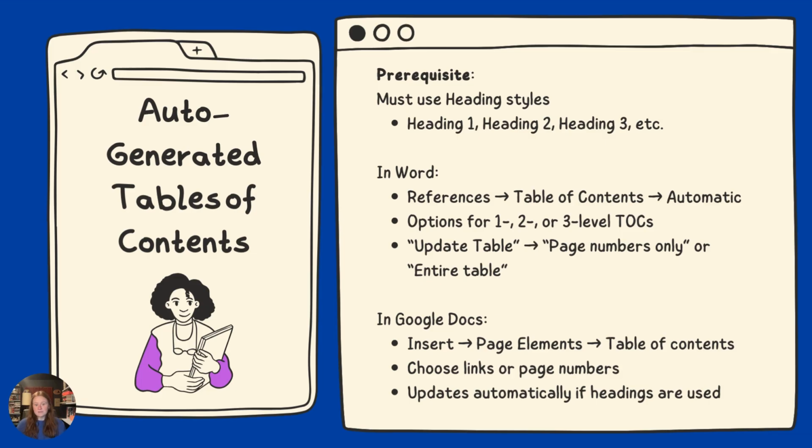And then in Google Docs, you would go to Insert, Page Elements, and Table of Contents. Pretty much the same idea there, just more simple. The update is the same. In my experience, sometimes there can be a little bit more of a lag there. So again, this is where the length of the document will really impact the user experience if you're using it on Google Docs.